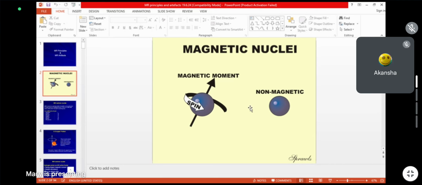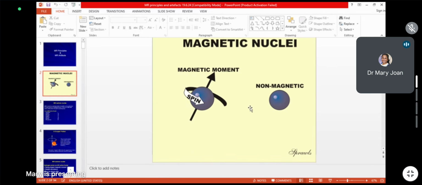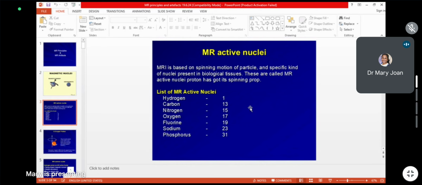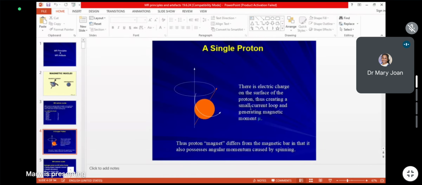Okay, ma'am. So we know that a magnetic nucleus has a magnetic moment, and a non-magnetic nucleus does not have that, and that is the property which we utilize for magnetic resonance. The MR active nuclei are based on the spinning motion of particles and a specific kind of nuclei present in biological tissues. These are called MR active nuclei. Proton has got its spinning properties. The list of MR active nuclei includes hydrogen, carbon, nitrogen, oxygen, fluorine, sodium, phosphorus, etc.